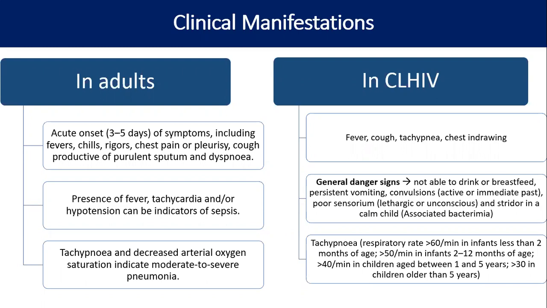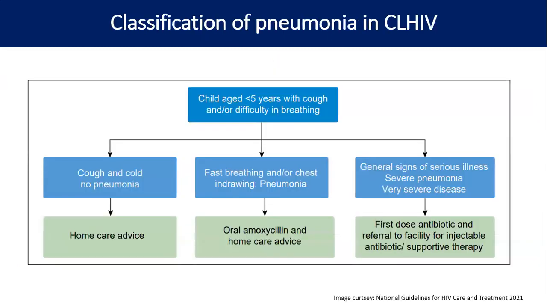If it is more than 60 per minute in infants less than 2 months of age, or 50 breaths per minute in infants 2 to 12 months of age, and more than 40 per minute in children aged 1 to 5 years, and more than 30 in children older than 5 years, then it is considered as tachypnea. Now, classification of pneumonia in children.